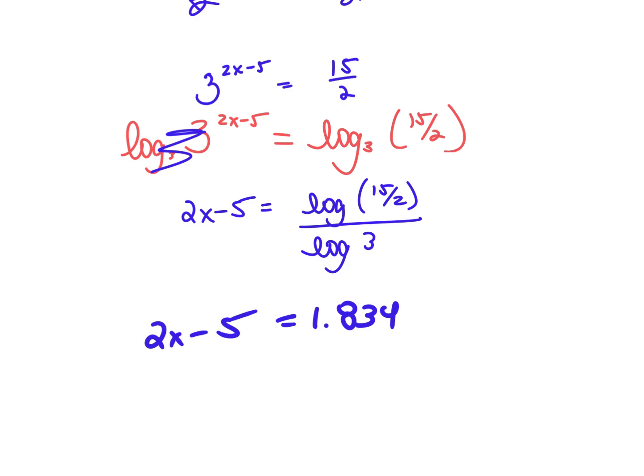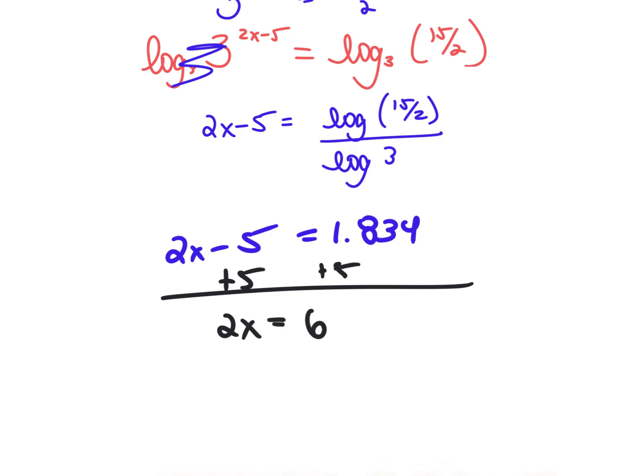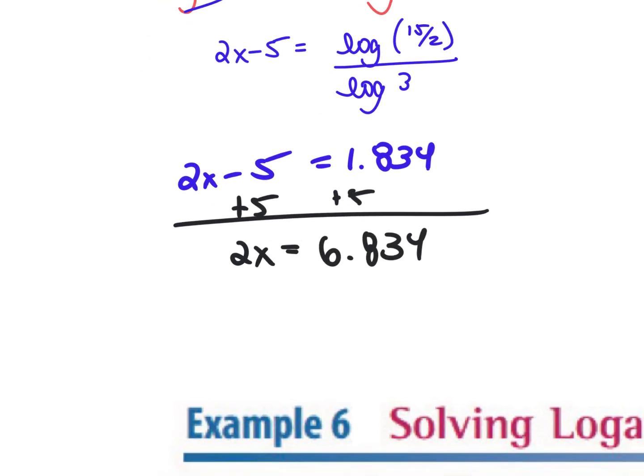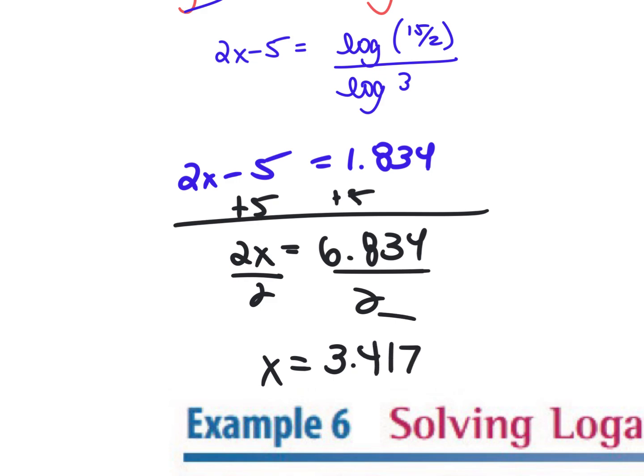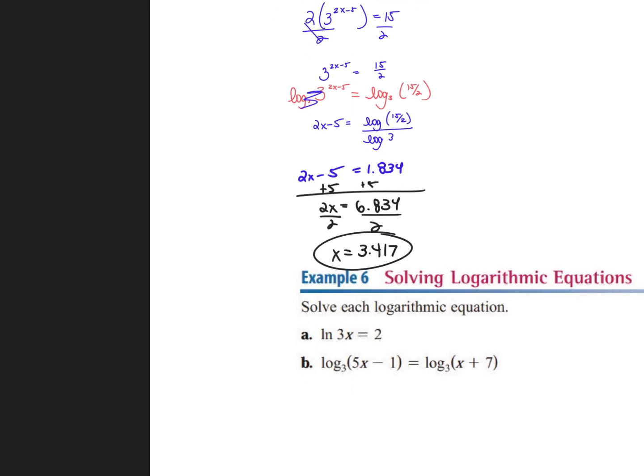Yeah? All right, now, can we all solve this equation? Yeah. What do? I'm going to add 5. Perfect. So I have 2x equals 6.834. And then do what? Divide by 2. Perfect. So x equals 3.417. Can I check that? Yeah. Just plug it back in for x. Or in this case, I know it says t. All right. We're still solving.